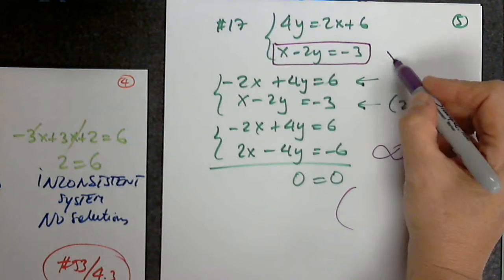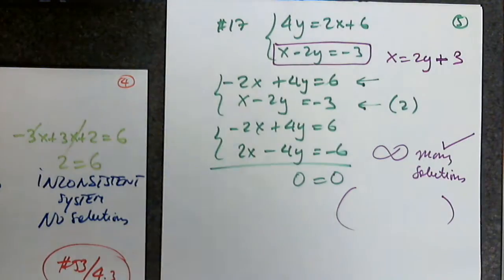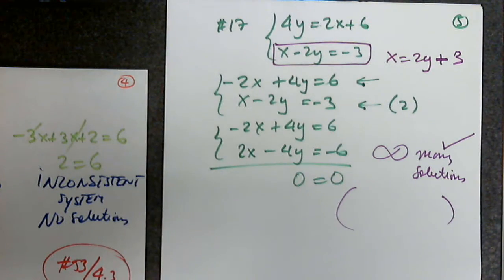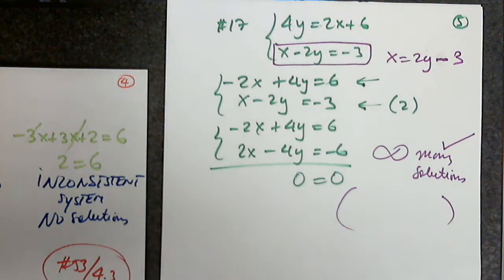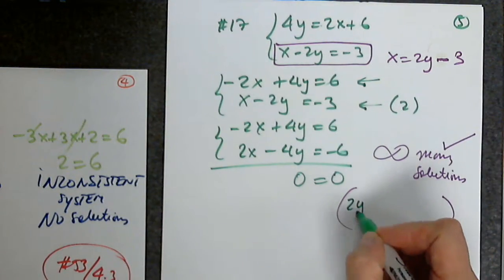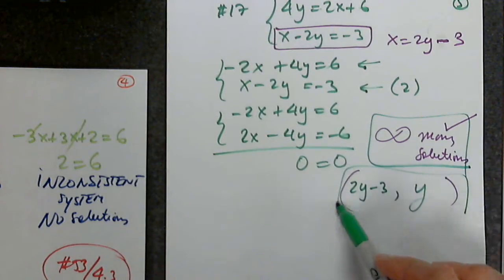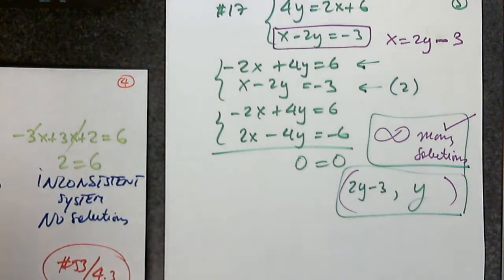So I will solve for this, and I will say x equals 2y minus 3. I don't know why I wrote plus. I meant to copy that. Okay, so this is our x, for any y value. So I solve for x. X is 2y minus 3, and y is y. So this representation or this representation mean the same thing. However, this is more elegant and better.